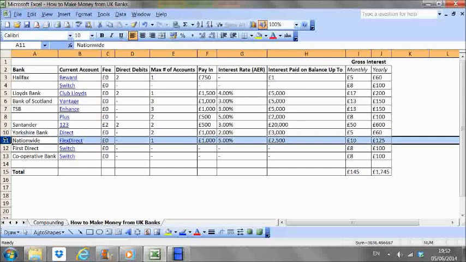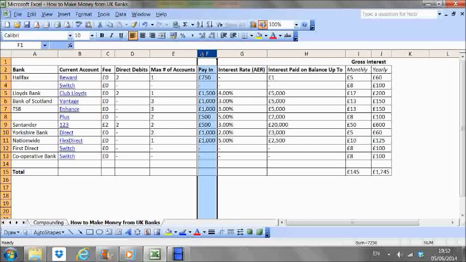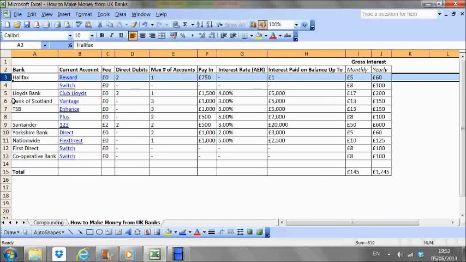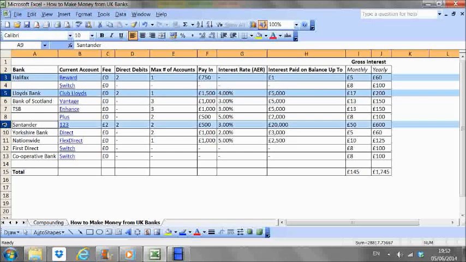Now, all of these great rates simply need to meet the criteria. Keep on track of when the money needs to be paid in. Normally, it's at the beginning of the month. And make sure that they stay in credit. Make sure that the direct debits are working in the cases of Halifax, Lloyds Bank, and Santander. And you're going to reap the benefit.